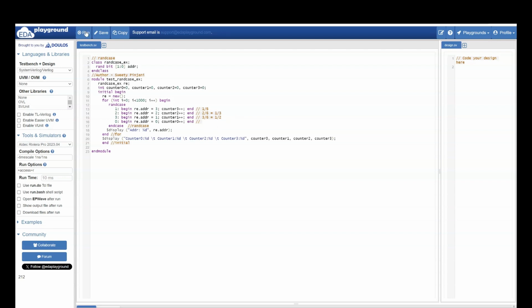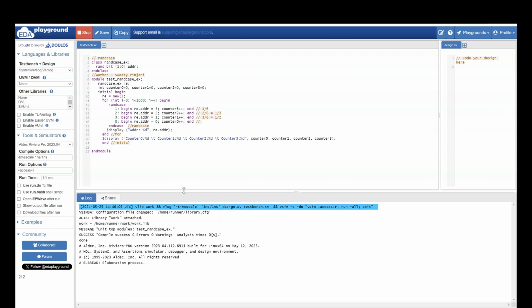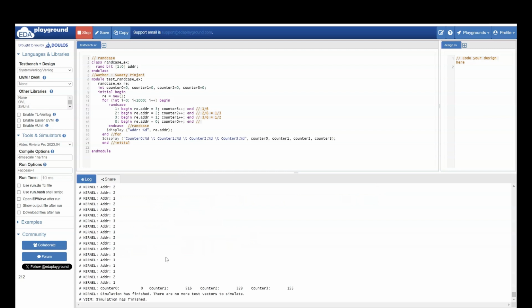Now let us run this example and see if the weights are getting followed. First expectation was counter 0 should be 0 because here the weight is 0. It is going to get generated 0 times, which is correct. Now for counter 1, the value 1 should get generated almost half times. So if you see, out of 1000, 516 times, almost half times it got generated.